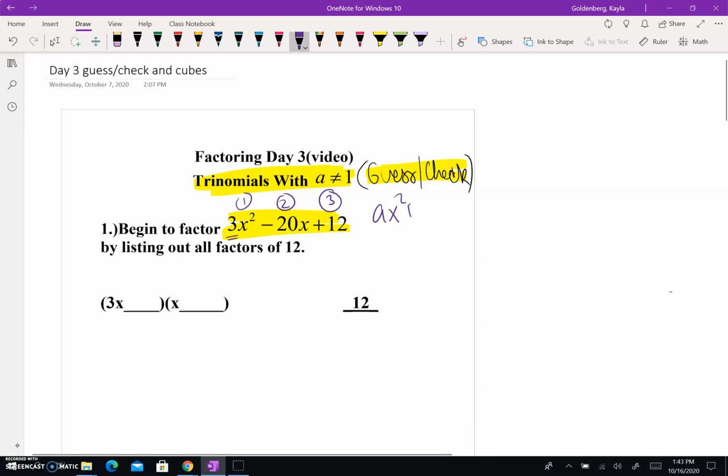Remember, the general form looks like this. So we say that when a is 1, that's like the nice form. When a is not 1, that's when it gets a little trickier. So that's what we're going to cover in this video. In the second video, you're going to look at factoring when there's cubes and cubic ideas.